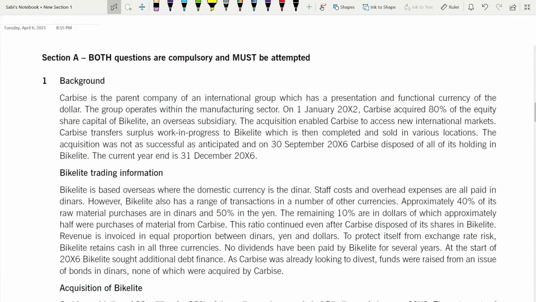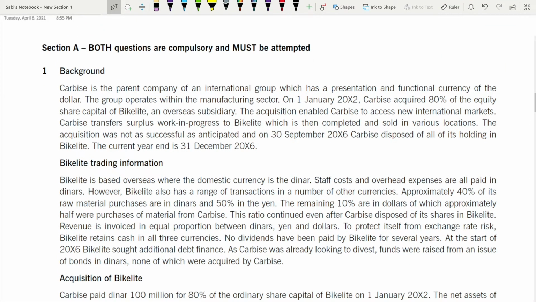So now let us read the background. You all start reading with the background. Kerbis is the parent company of an international group which has a presentation and functional currency of the dollar. The group operates within the manufacturing sector. On 1st Jan 2002, Kerbis acquired 80% of the equity share capital of Bakelite. How many shares? 80%. That means 20% is NCI, and an overseas subsidiary. So overseas means definitely you have to translate to your home currency, which is Kerbis's, right?